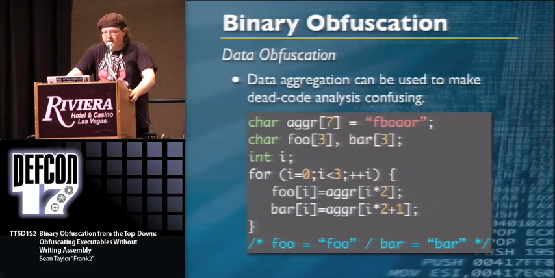Data aggregation is another technique you can use. Let's say that we have this string here, and when we do a dead code analysis on our program, it's just going to show up as war. I don't know, there's probably no other way to pronounce it, but it's basically just a very strange string of nonsense. But at runtime, we can just basically put it back together. If we just do that loop at the bottom, foo becomes the string foo, and bar becomes the string bar. Unfortunately, they're not zero terminated, so if you try to print them, bad things will happen.